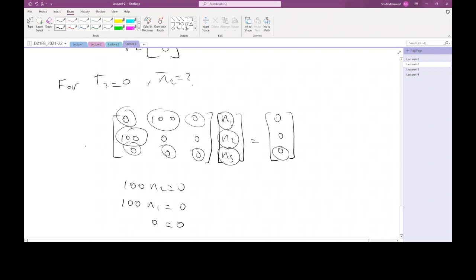All right, now let us start from the easy bit. The easy bit is 100 N2 is equal to 0. So this would only be possible if N2 itself is equal to 0. There's no other way for that to happen. If you look into N1, you have 100 N1 is equal to 0. Again, this is not possible unless N1 is equal to 0. And then you have 0 is equal to 0. And you're trying to find N3. What do you think about the N3 then?